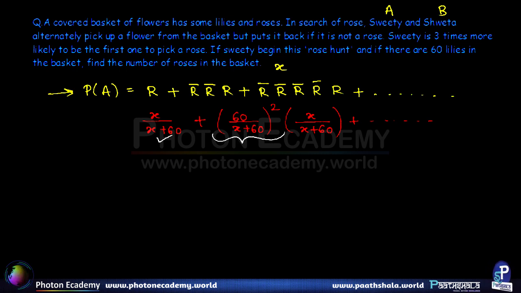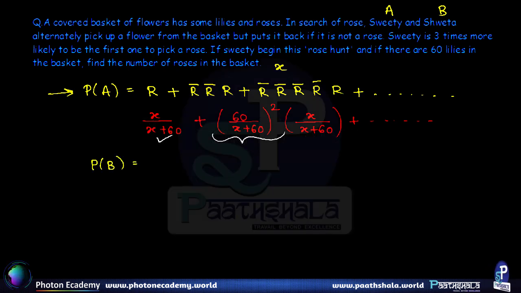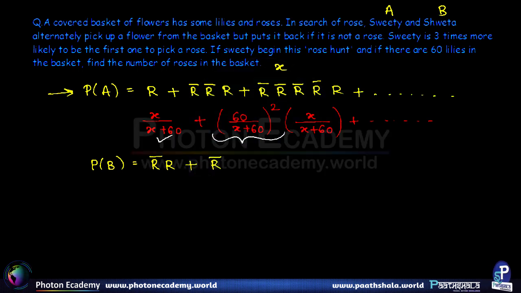Now coming to the probability of B winning. A goes first, but A did not get the rose. And B went second and B got the rose. This is the first case. Then A goes, did not get, B goes, did not get, A goes again, did not get. Then B gets the rose. So this is the second case. Again it's a pattern and it will go on infinitely.